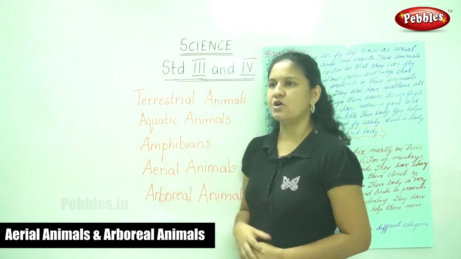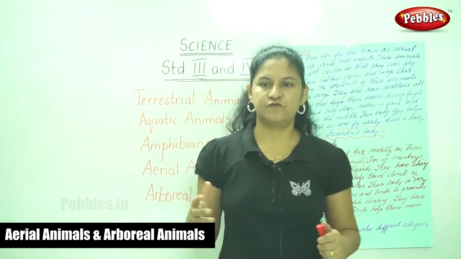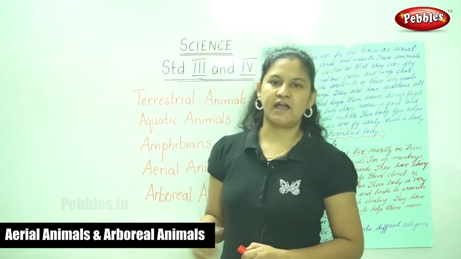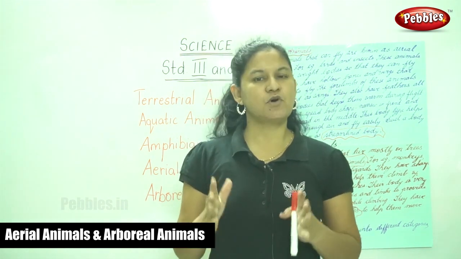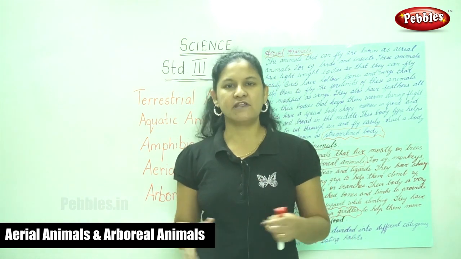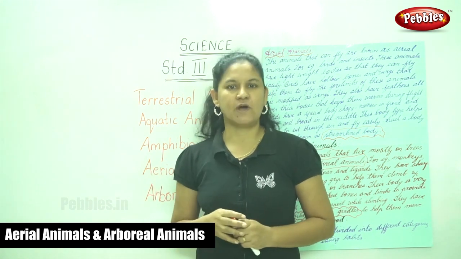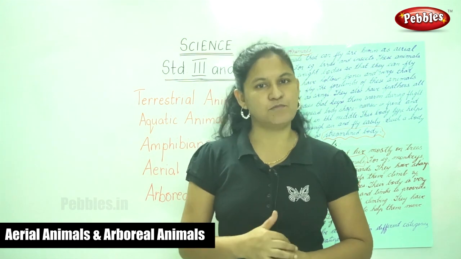The next is your aerial animals. These are animals that fly. Examples are your birds, and they are known as aerial animals, and their body is narrow at the front and back and broad at the center, so that it can cut through the air while flying, and this is known as your streamlined body.